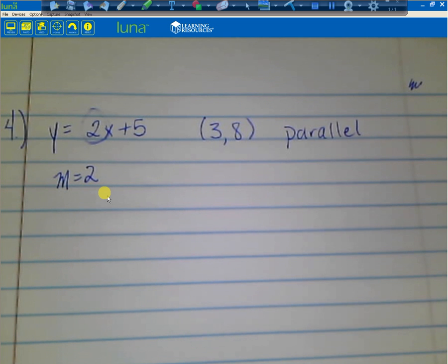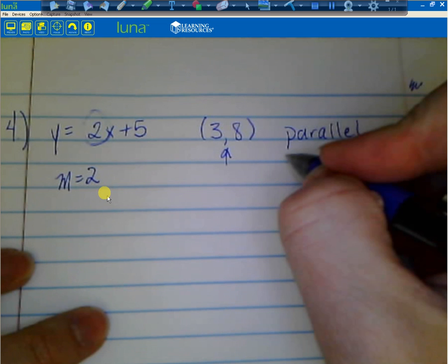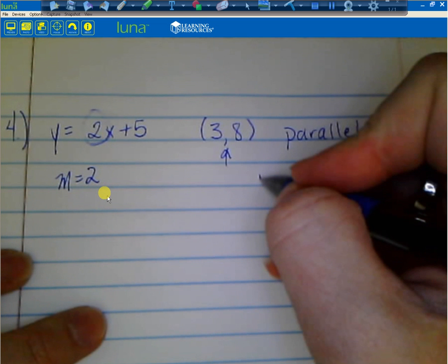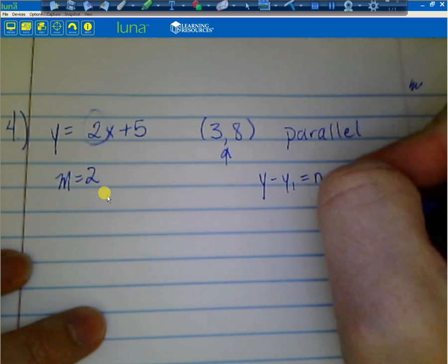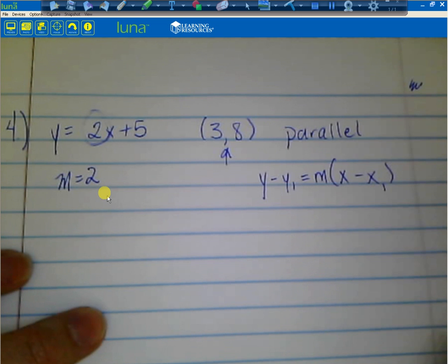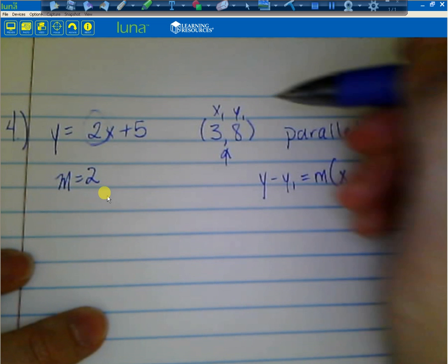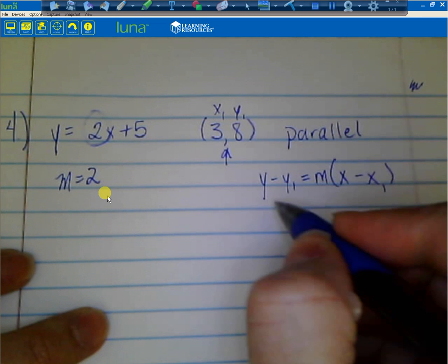All right, the next thing we have to do is use point slope to write an equation in point slope form so we can change it to slope-intercept form. They've given us a point right here. Now we need to plug this into point slope form. Point slope form is y minus y1 equals m times x minus x1. So I have my x1 and my y1. You need to label those on your paper, and then we're going to plug them in.